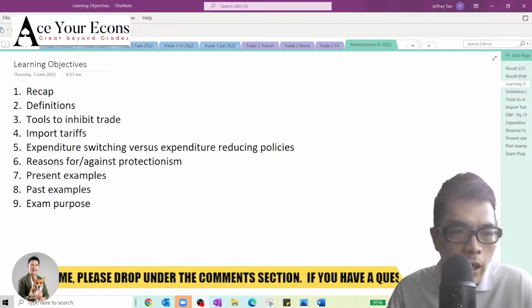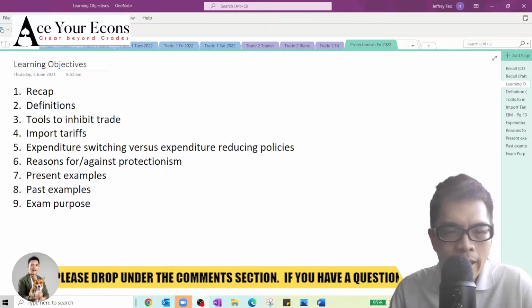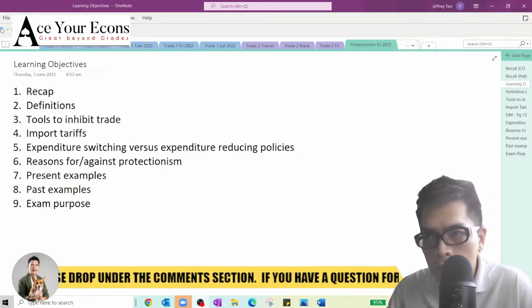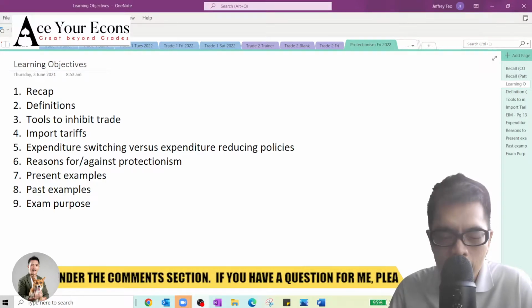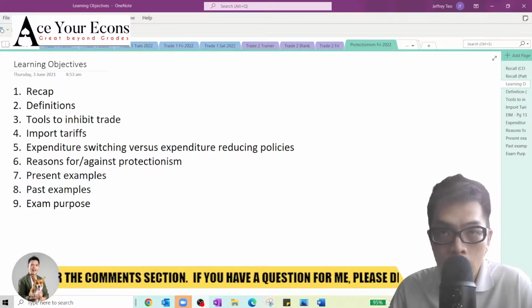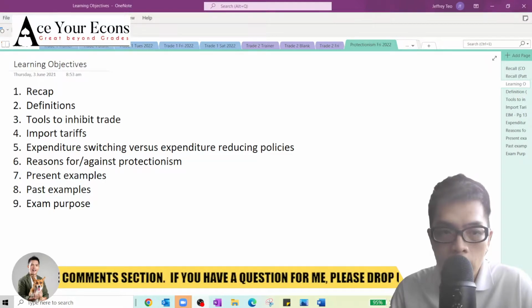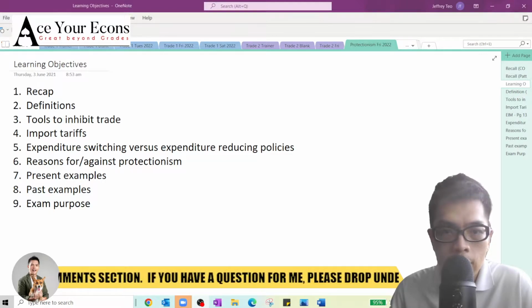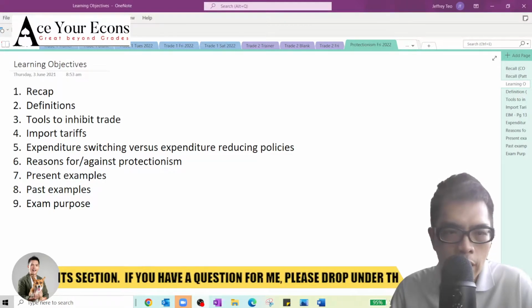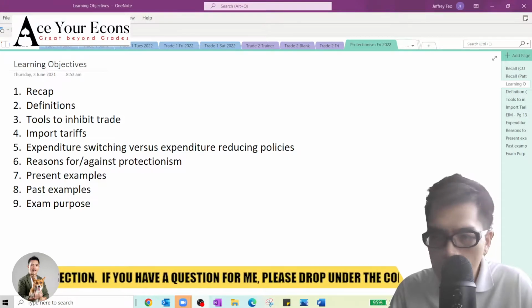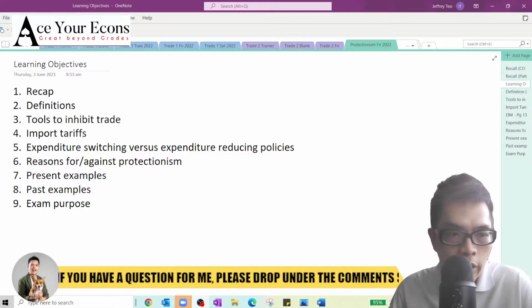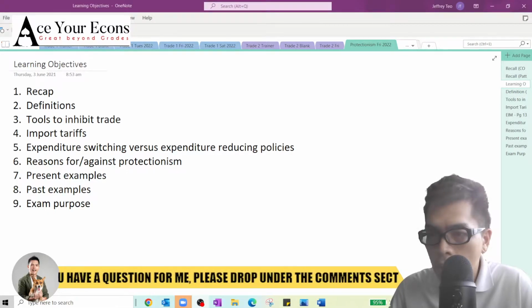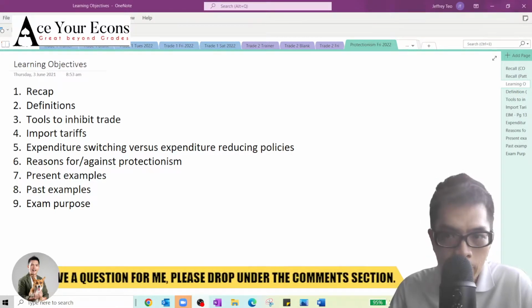Okay, and item 6, I'll be going through why there is a need to protect, and why there is a need not to protect. Okay, for and against. Everything has a flip side of the same coin, in other words. I'm going to show you some present and past examples of protectionism, followed up by how it is going to be tested in the exam.